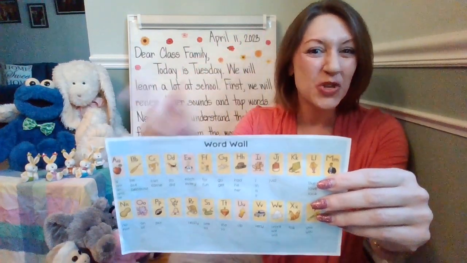Ready? A, apple, A. E, ed, E. I, itch, I. O, octopus, O. And U, up, U. We're going to see those short vowel sounds in the middle of CVC words.